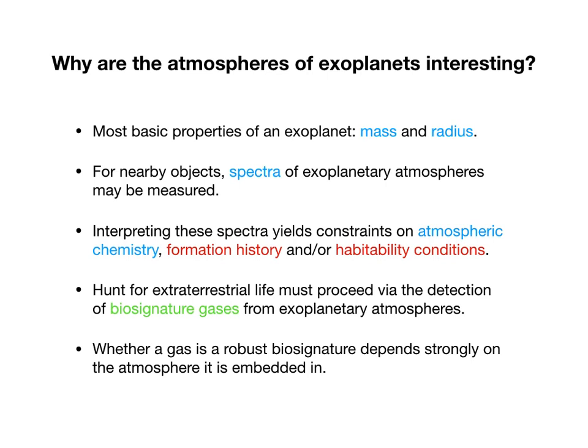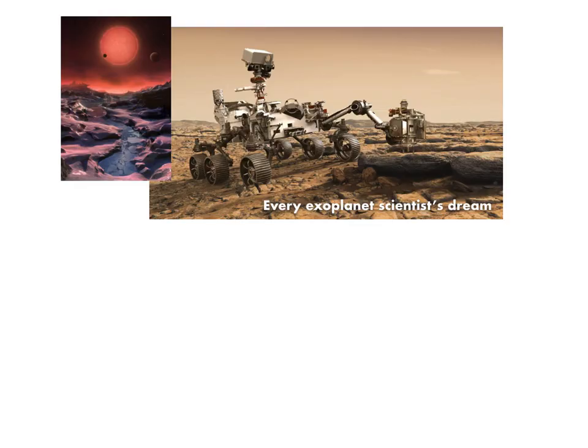mastering interstellar travel, which doesn't seem to be a realistic goal in the near future, the alternative path is to detect biosignature gases from spectra of exoplanetary atmospheres. And as I will try to give you one or two examples in the talk, whether a gas is a robust biosignature depends rather strongly on the atmosphere it's embedded in. So this is every exoplanet scientist's dream.